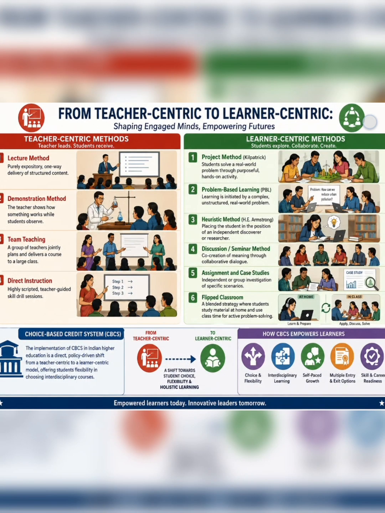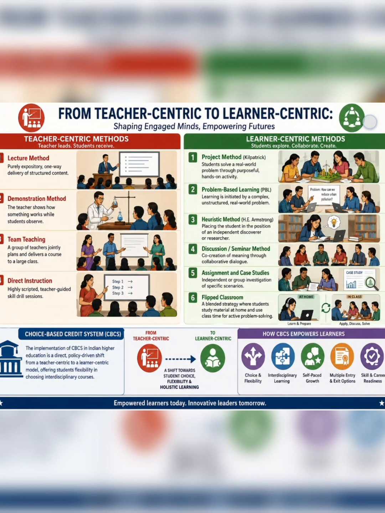But how does the higher education system make this shift official? This brings us to the bottom half of the slide and the implementation of the choice-based credit system, that is CBCS. In higher education, the implementation of CBCS is a direct policy-driven shift from a rigid teacher-centric model to a highly learner-centric model. It completely shatters the old restrictive system by offering students incredible flexibility in choosing interdisciplinary courses.